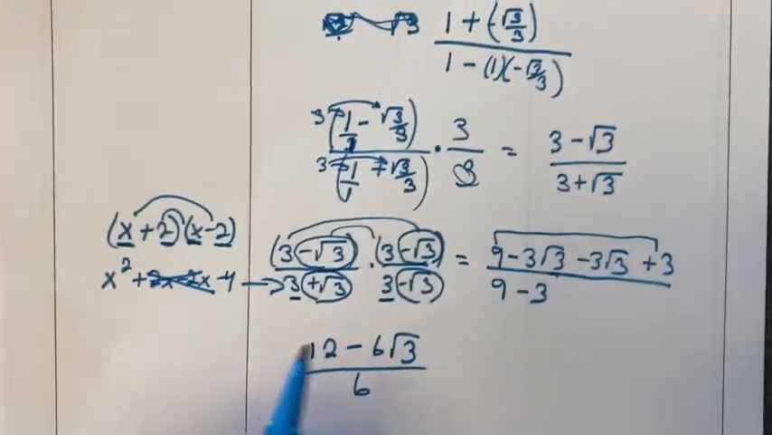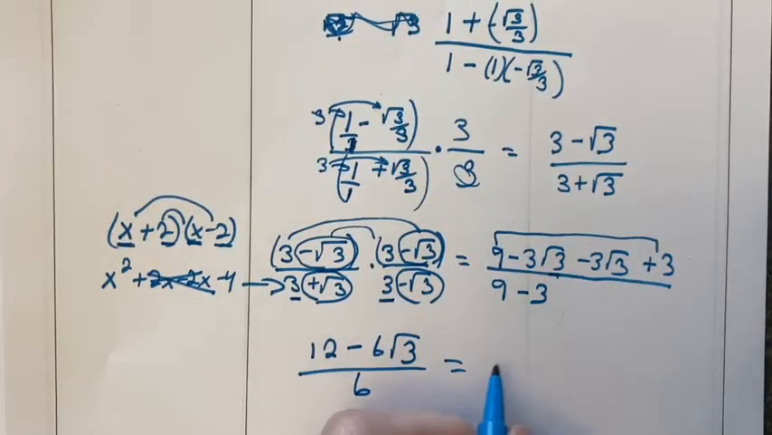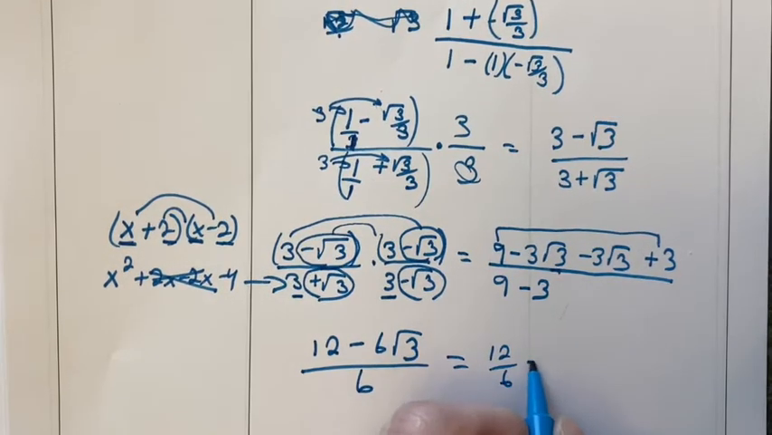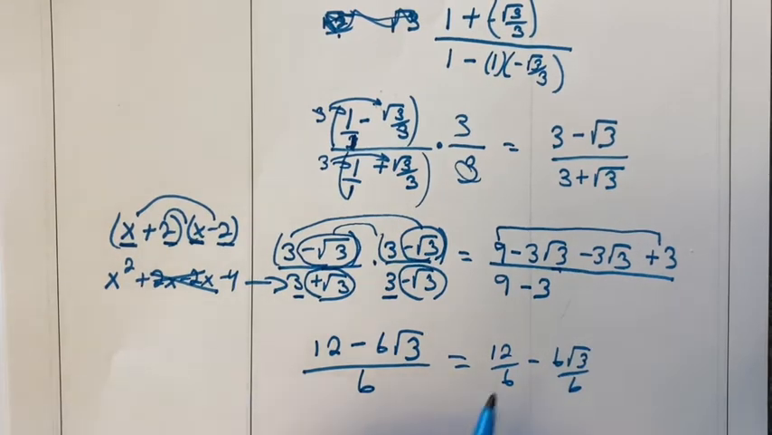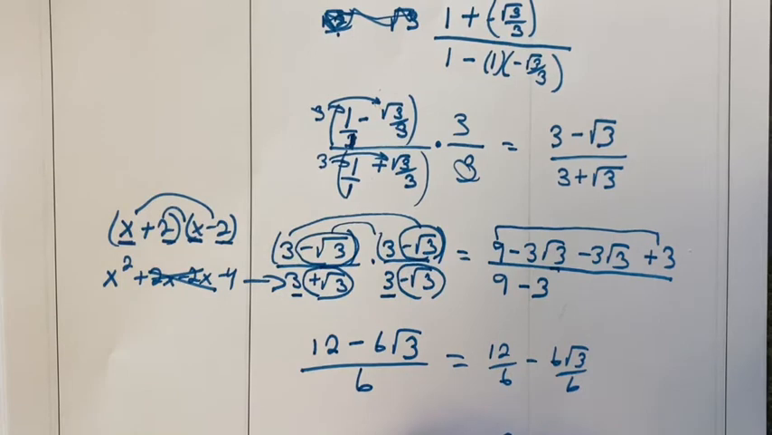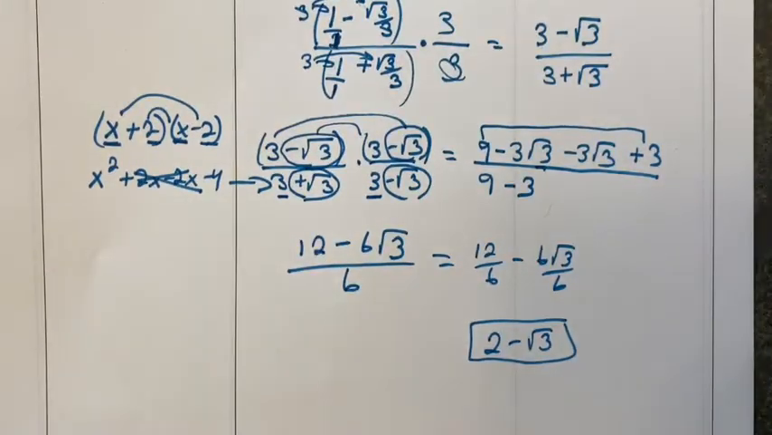So again, I'm just going to make this a little bit nicer. So I'll separate it out so that it looks like this. And so this becomes 2 minus square root of 3. And that is my final answer.